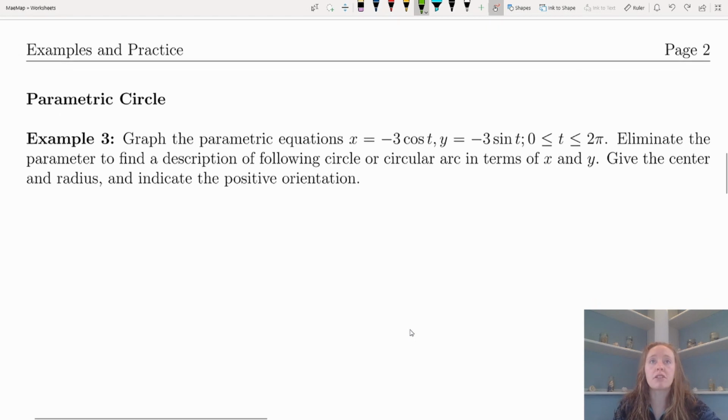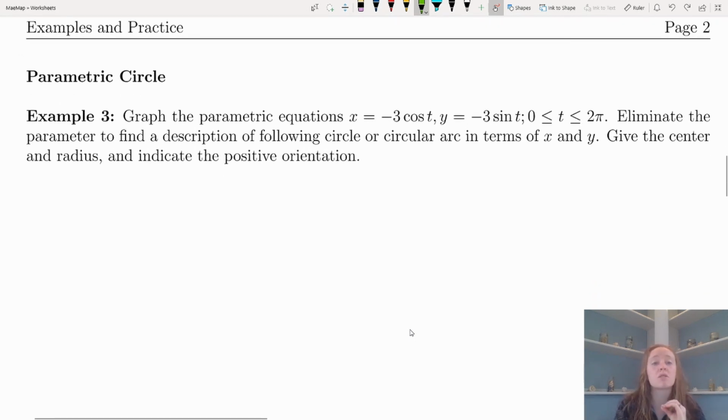So we're going to graph the parametric equations for x equals -3 cosine of t and y equals -3 sine of t for 0 to 2 pi by eliminating the parameters and finding the description of that circle or the circular arc in terms of x and y. And then we're going to give the center and the radius, and we're going to indicate positive orientation, which we did those three things above in example B without even realizing what we were doing.